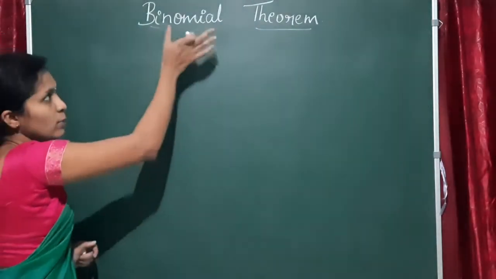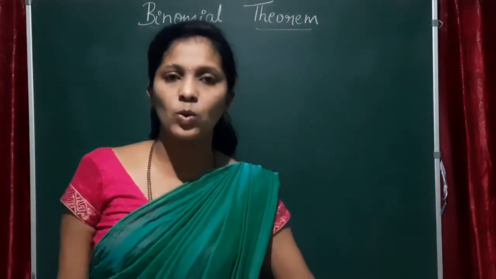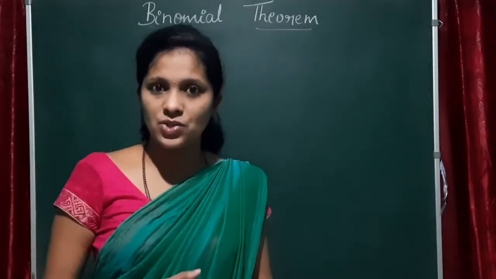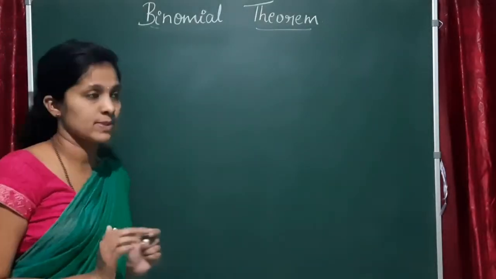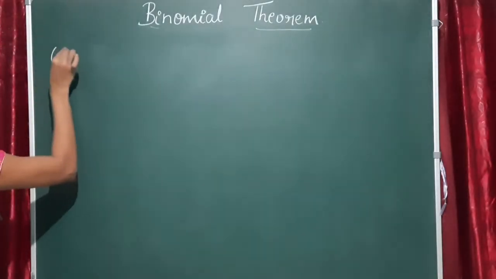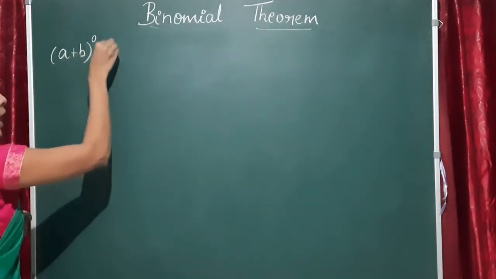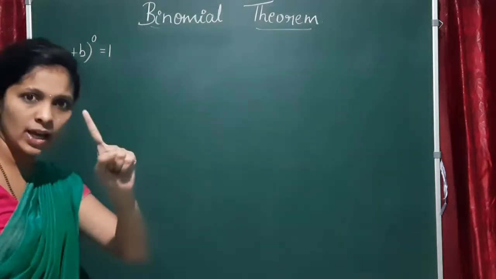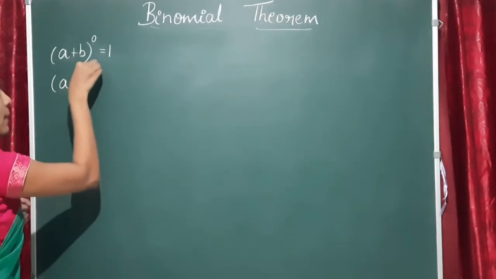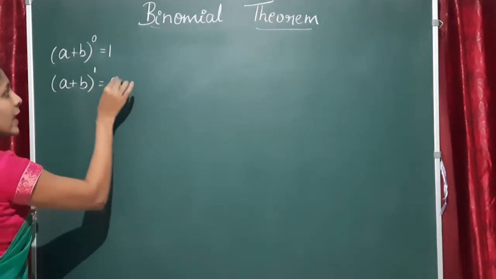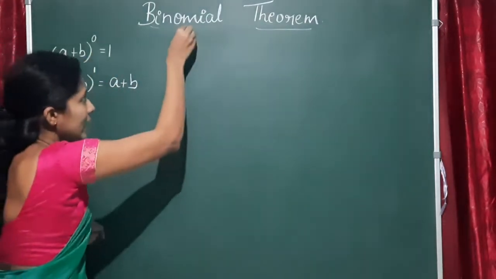See, this binomial theorem is mainly based on the expansions. You have studied about (a+b)^2, (a+b)^3, those expansions, right? So those expansions can be written by using this theorem. For example, if I consider (a+b)^0, what will be the value? 1. Right? a to the power 0 will be 1. Now, (a+b)^1 will be equal to a plus b. Right? And here this 0, 1 is called index.